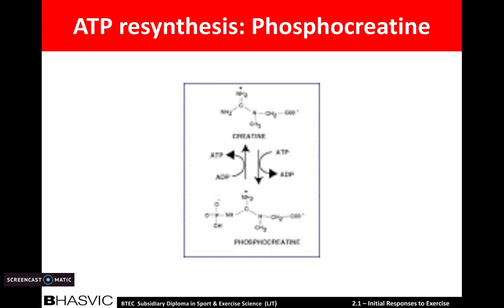Phosphocreatine is the best store of high energy phosphates in the muscle. Phosphocreatine is also the fuel that is available which regenerates ATP, and phosphocreatine will get broken down by something called creatine kinase. This then allows the phosphate from the phosphocreatine to convert adenosine diphosphate into adenosine triphosphate.